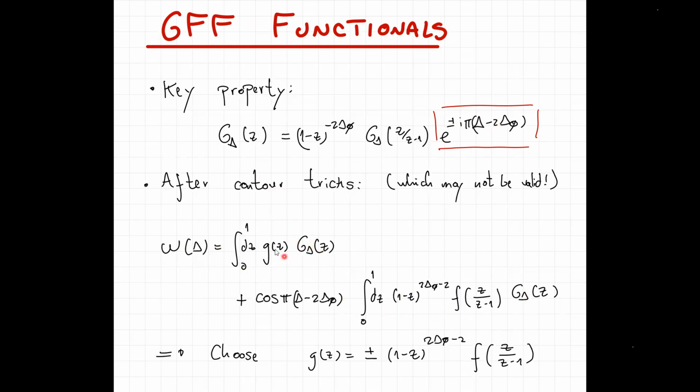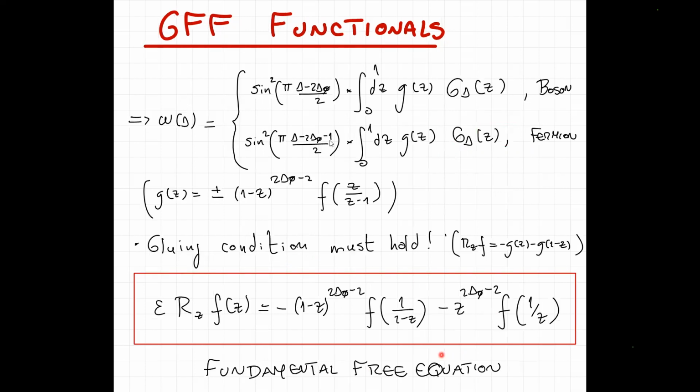So I want to get a sine squared. So I'm going to choose to relate G and F such that this becomes a 1 and this becomes another 1. So I choose to relate G with F in this way. If you do that, then the functional action becomes sine squared times this integral. Well, it looks slightly different for the boson and the fermion, but if you impose this condition, the functional action will look like this. So great. We have a functional action which will have double zeros at the GFF, which is what we wanted.